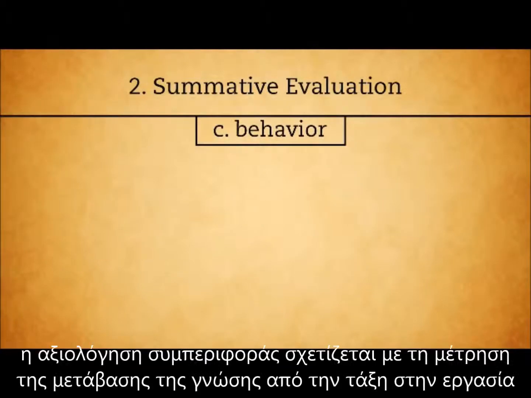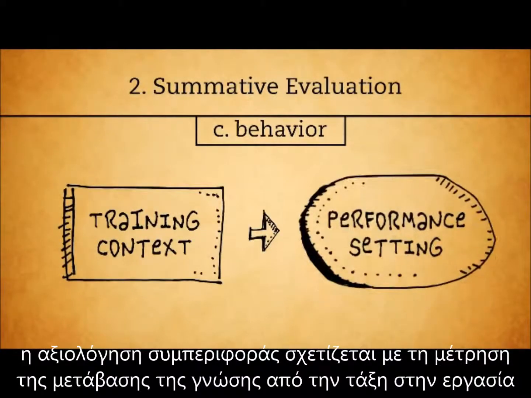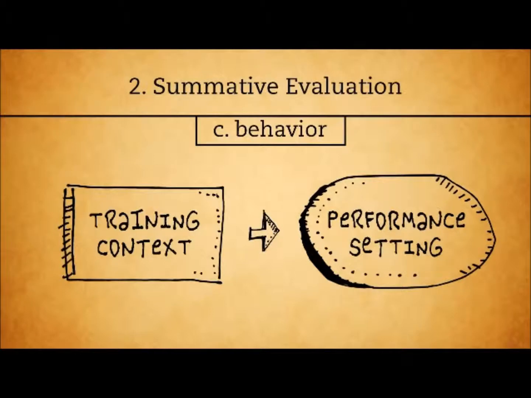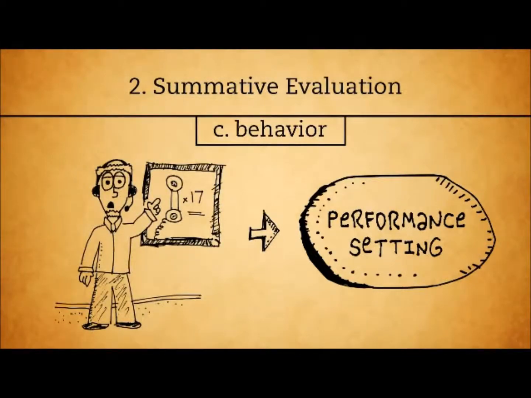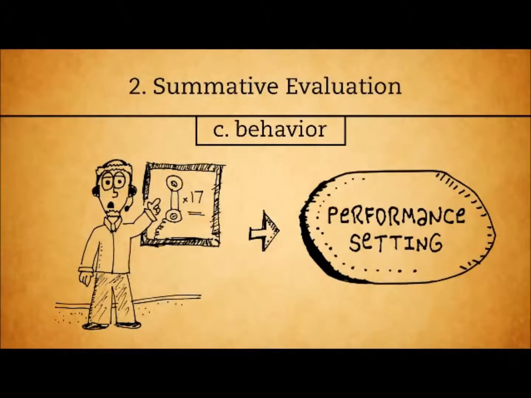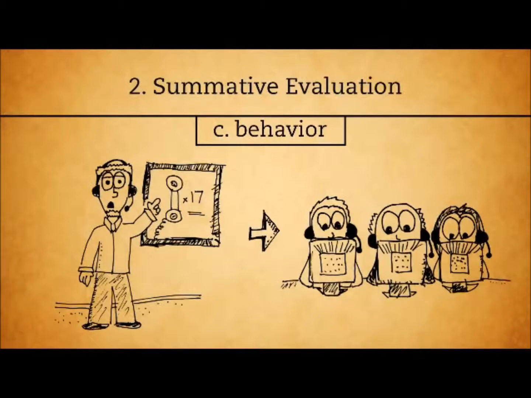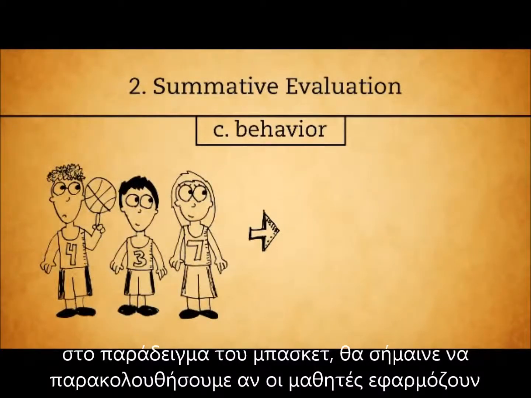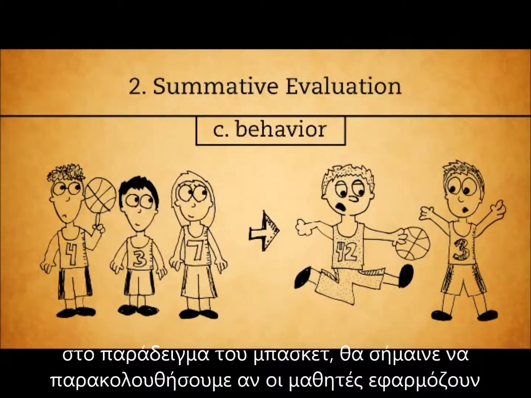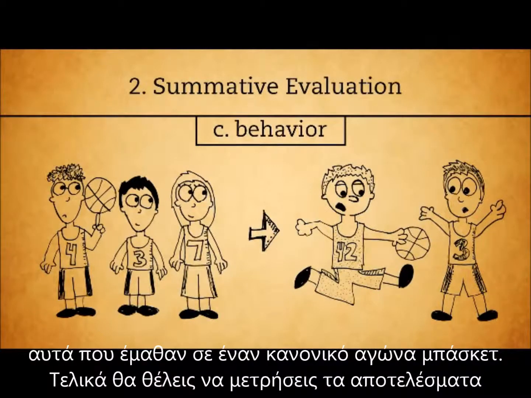Behavior evaluation involves measuring the transfer of knowledge, skills, and attitudes from the training context to the actual performance setting. It is especially important to track this in professional settings. If you trained call center employees on a new way of upselling customers, you will want to evaluate whether or not they are doing this on their actual calls. In our basketball camp example, this could mean seeing whether or not your students utilize the skills you taught them as they played basketball games outside your workshop.